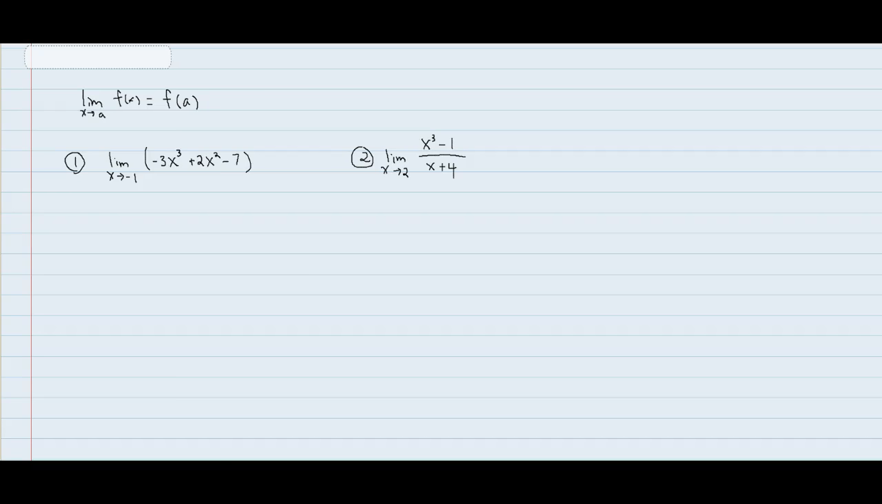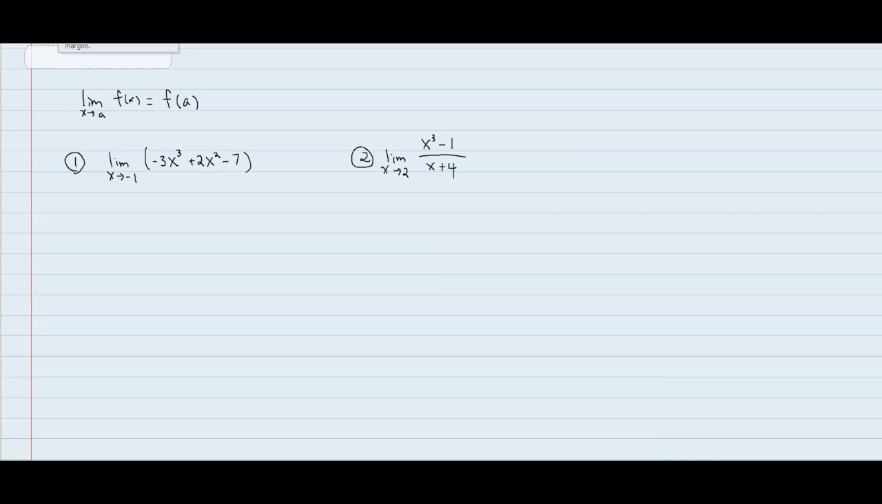Okay, so for both of these examples, notice that in example number 1, that's a polynomial function, and x is going to -1, and since -1 is in the domain and a polynomial is continuous everywhere, to evaluate this limit, all I need to do is just plug that -1 into that function.